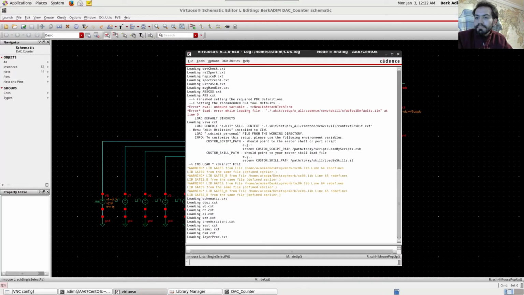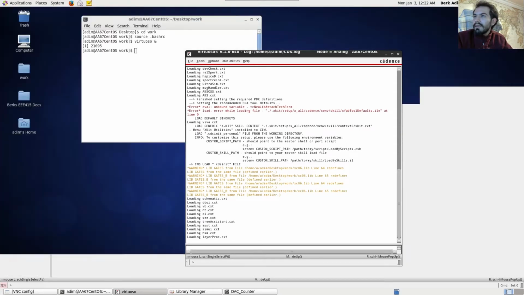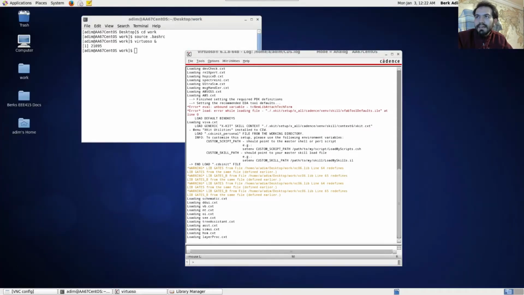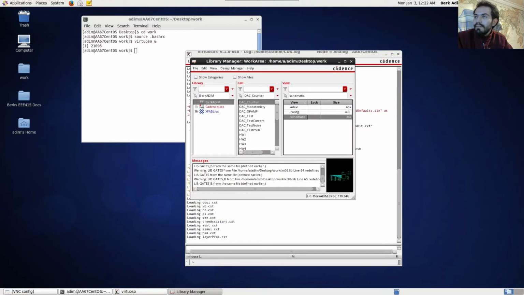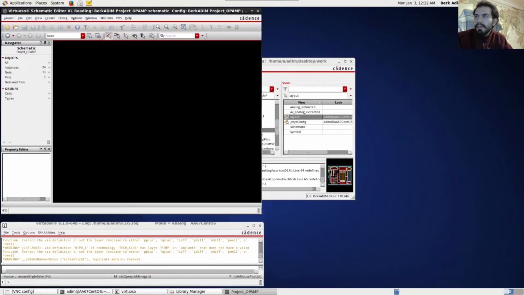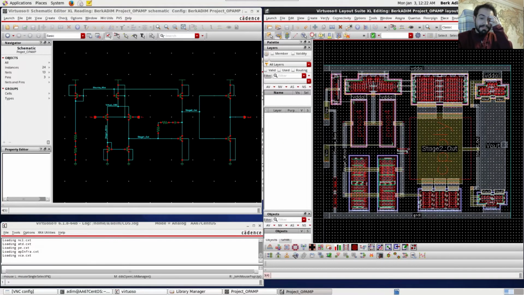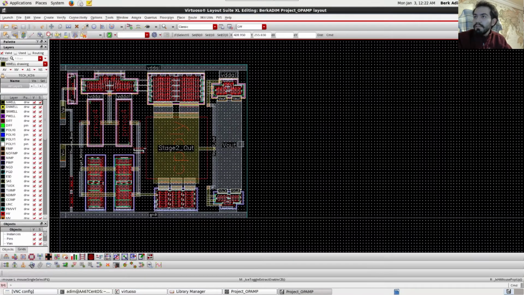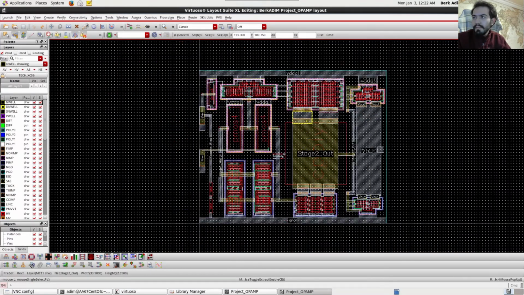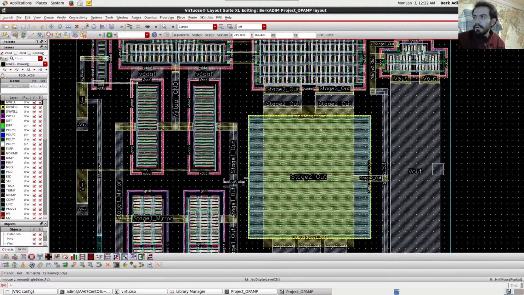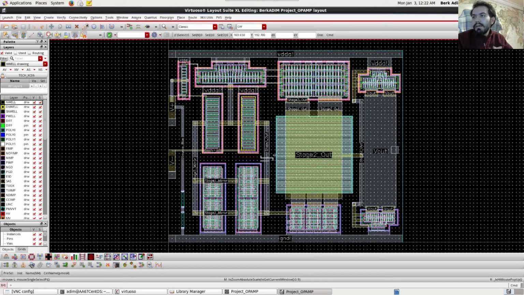Finally, let me show you that we have constructed, that is the wrong word there, we have designed the layout for both our op-amp. Here you can see our op-amp layout. Just a moment there. For the op-amp, let me show you the lower view. This is the op-amp layout design. As you can see, I put quite some time into this to make it work nicely.